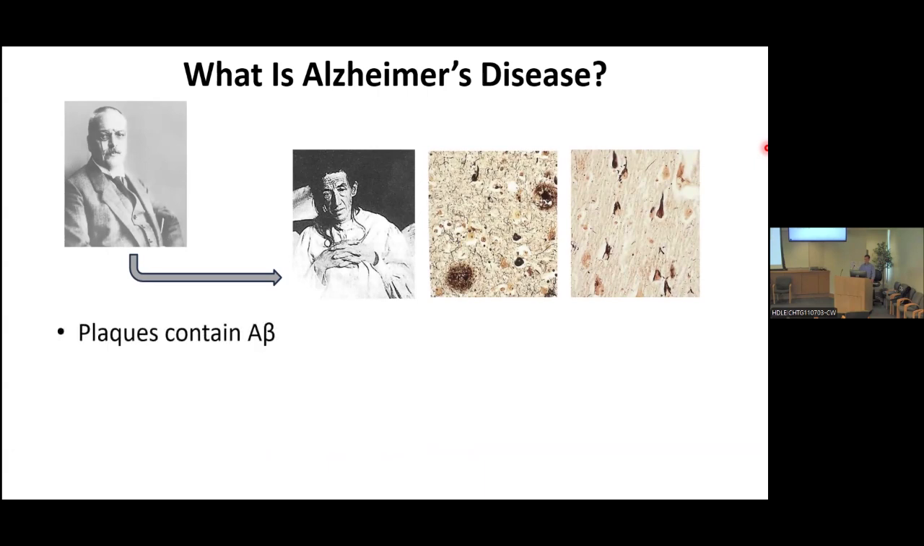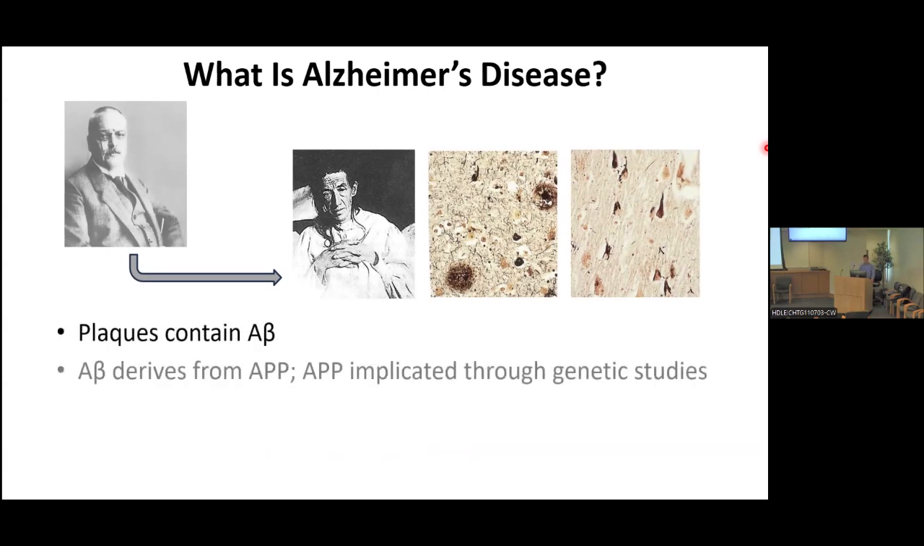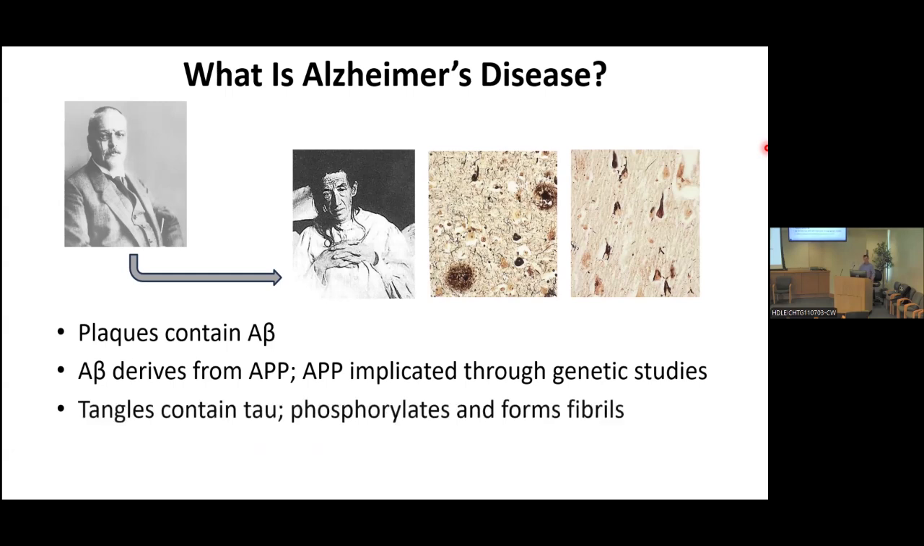We've learned then that the plaques contain a protein, beta amyloid, that derives from a larger protein, the amyloid precursor protein, or APP. And APP has been implicated in Alzheimer's through genetic studies. We've learned that the tangles contain the tau protein, which phosphorylates and forms tangles. We know that variations in the ApoE gene correlate with lifetime Alzheimer's risk. Sounds like we know a lot about the disease, but do we?